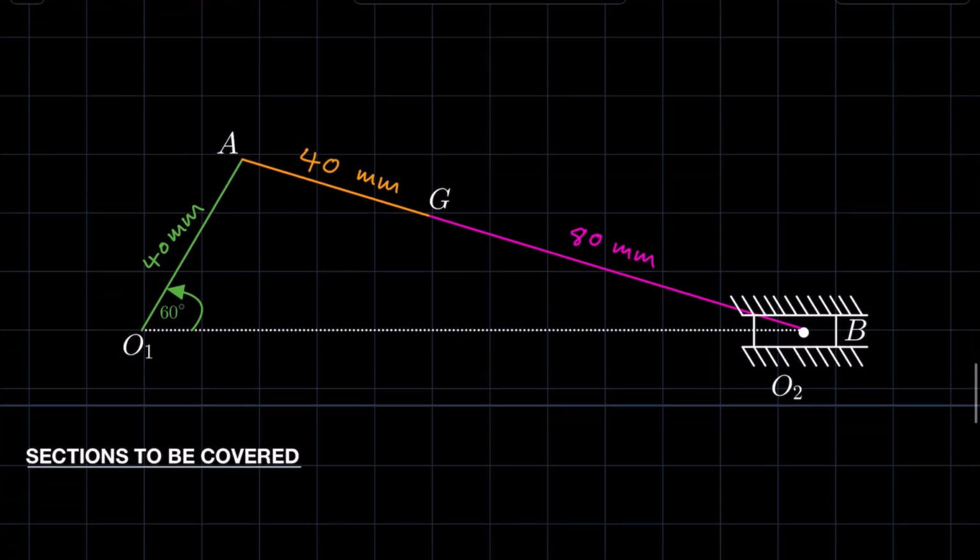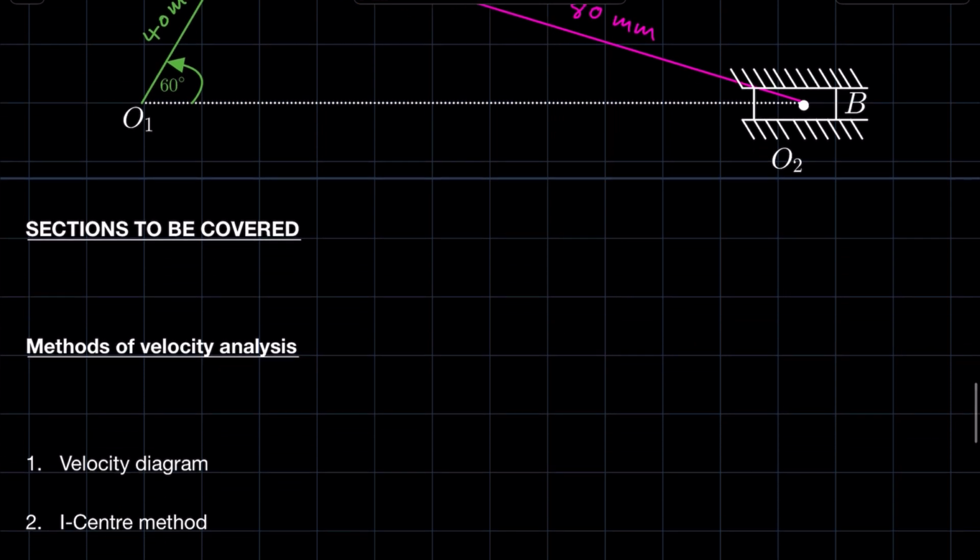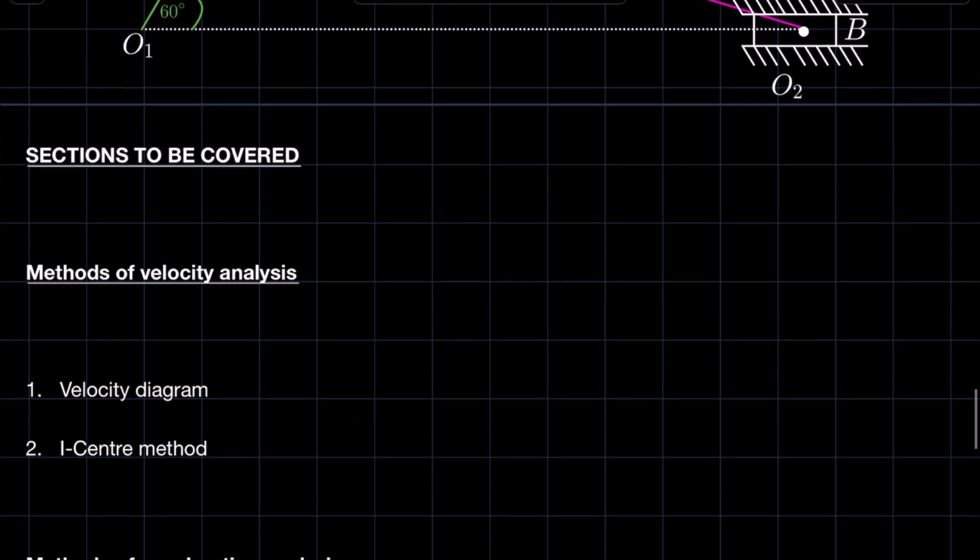Now, regarding the sections we cover under kinematics. The first is methods of velocity analysis. Under methods of velocity analysis, we are going to be looking at these subsections: the velocity diagram, as well as the I-center method. We will use them in determining the velocity of the links.